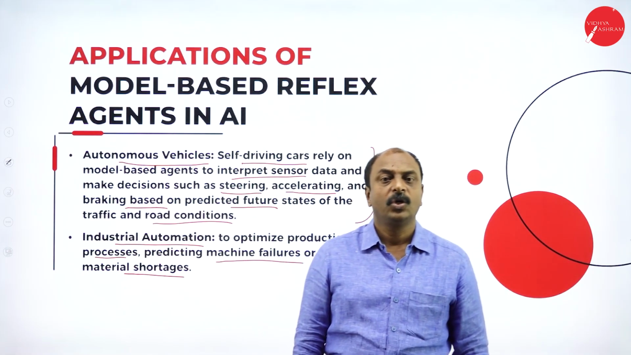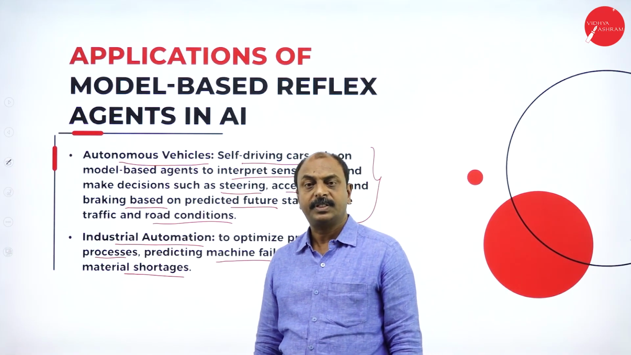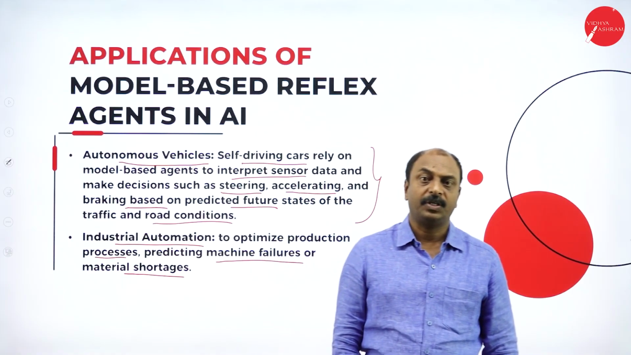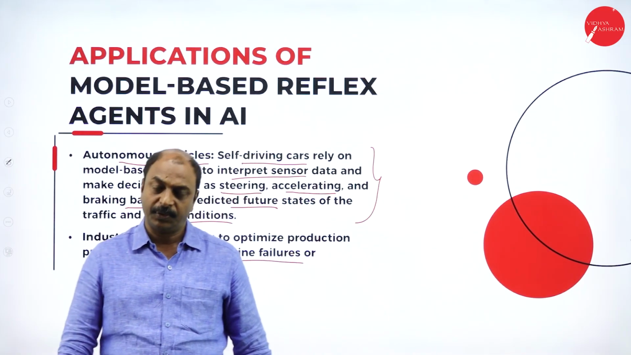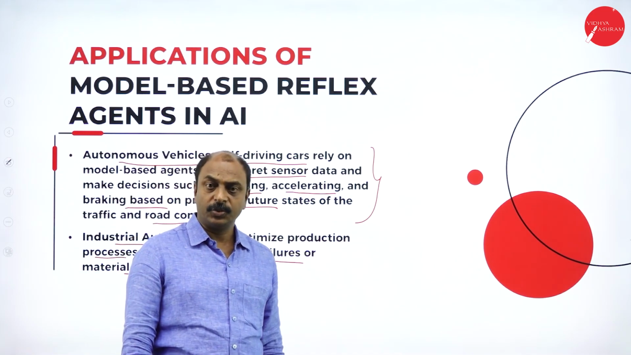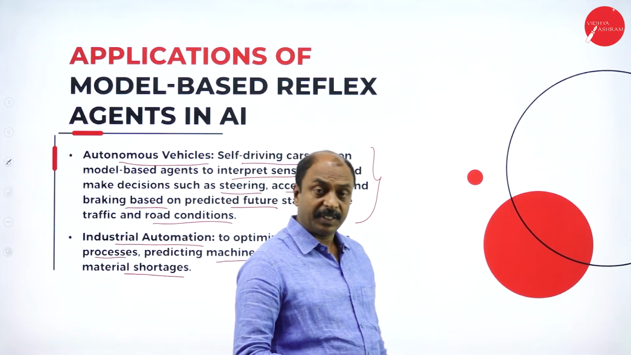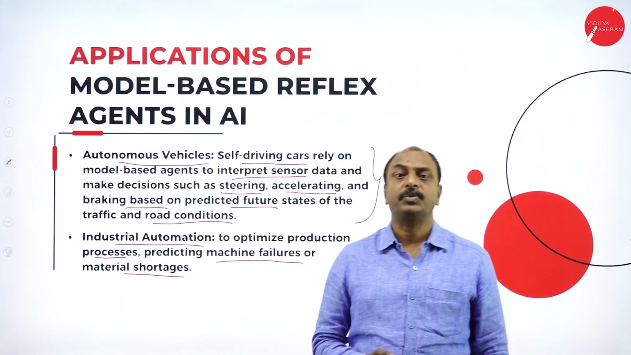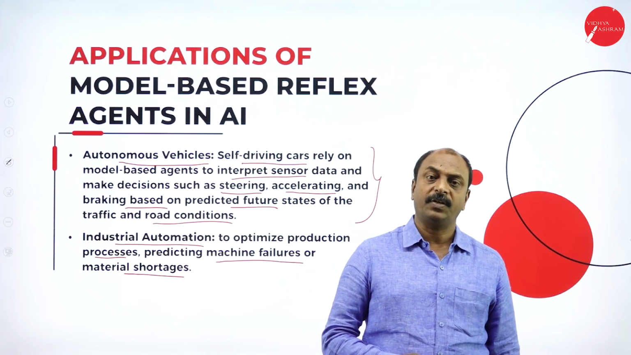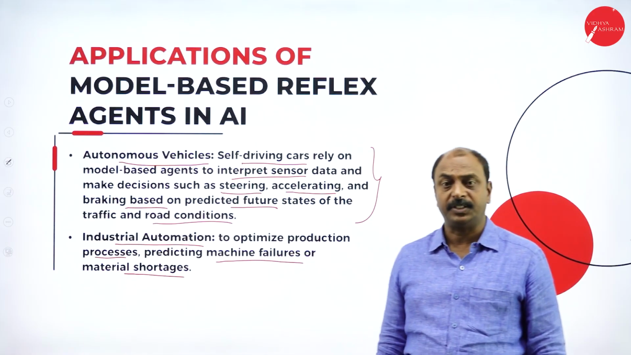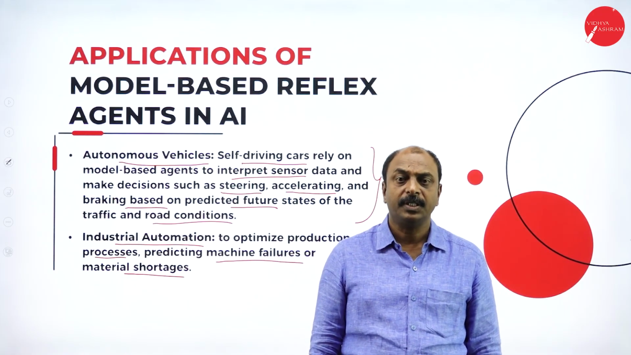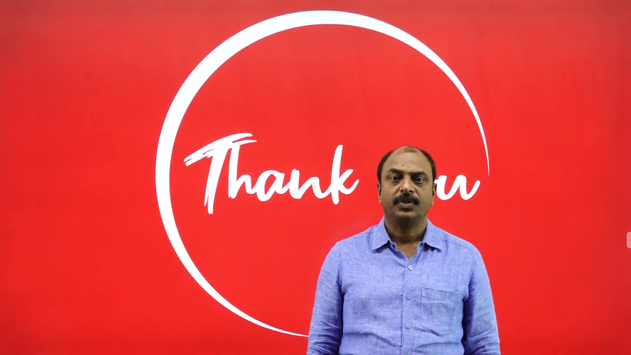Dear students, so far in the session, we have discussed the basic definition of AI, the different applications of AI in our day-to-day life or in real life, and also that there are two types of agents. One is the simple reflex agent and the second one is the model-based reflex agent. We will continue our discussion in my next session. Thank you so much.